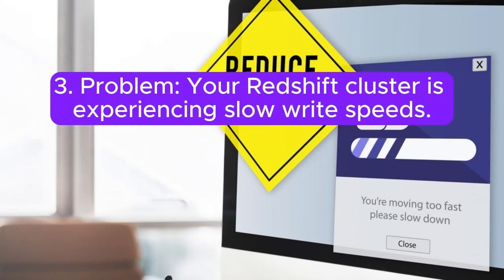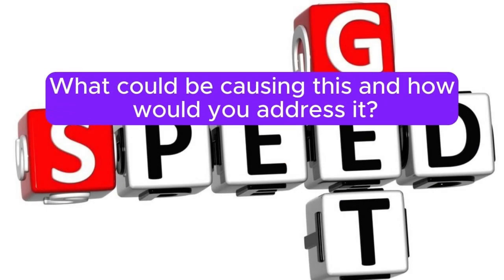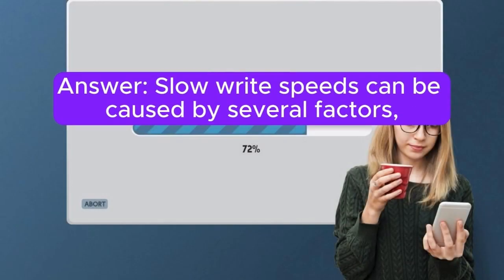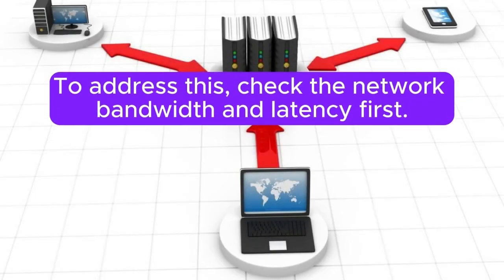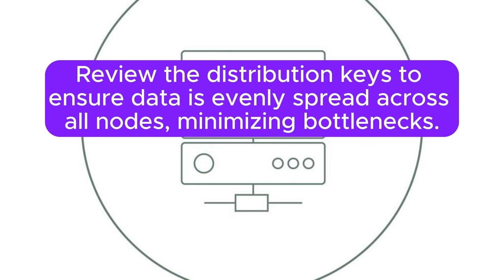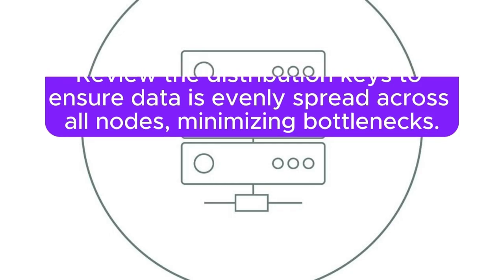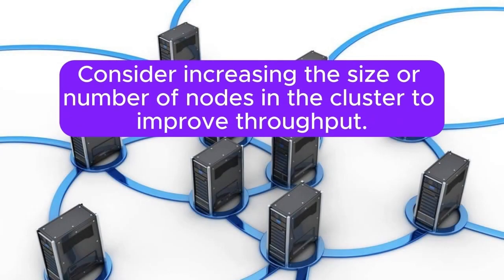3. Problem. Your Redshift cluster is experiencing slow write speeds. What could be causing this, and how would you address it? Answer. Slow write speeds can be caused by several factors, including network issues, the configuration of the Redshift cluster, or inefficient data distribution across the cluster. To address this, check the network bandwidth and latency first. Review the distribution keys to ensure data is evenly spread across all nodes, minimizing bottlenecks. Consider increasing the size or number of nodes in the cluster to improve throughput.